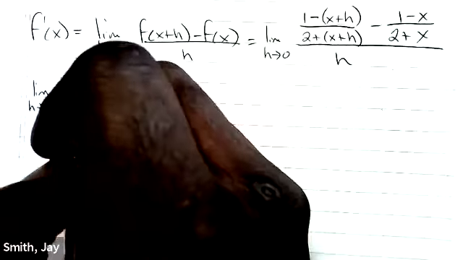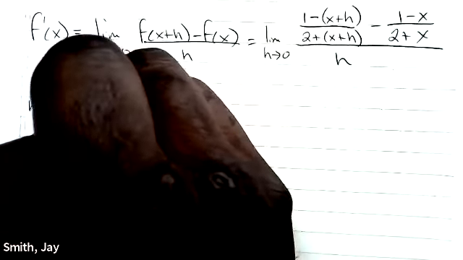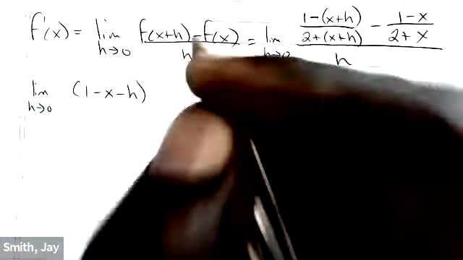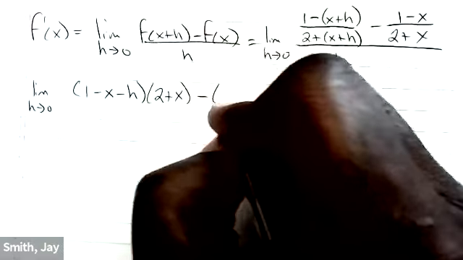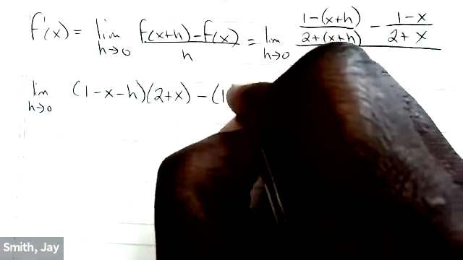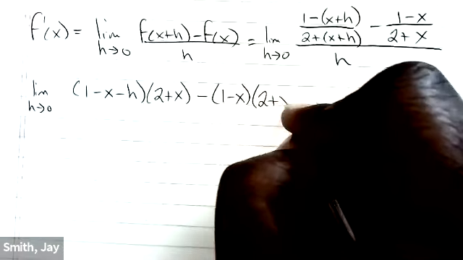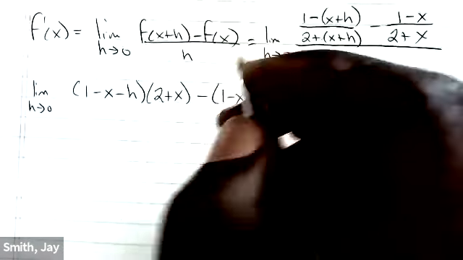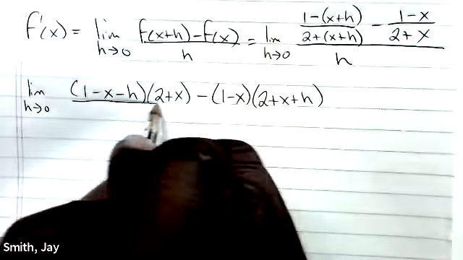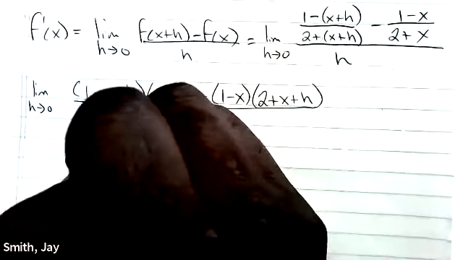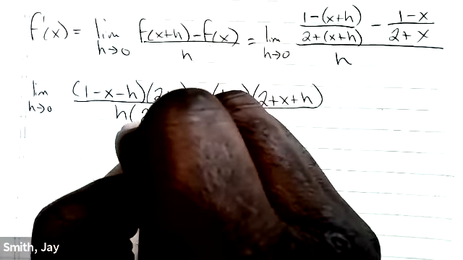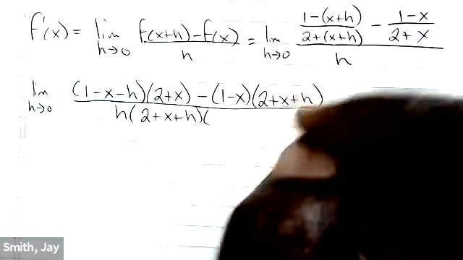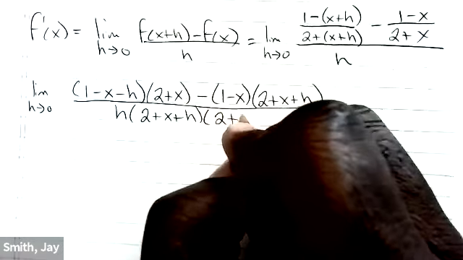complex. So we're still evaluating the limit as h approaches 0 for 1 minus x minus h times 2 plus x minus 1 minus x times 2 plus x plus h. And this is all being divided by h times 2 plus x plus h times 2 plus x.